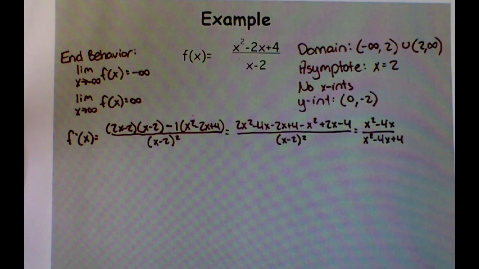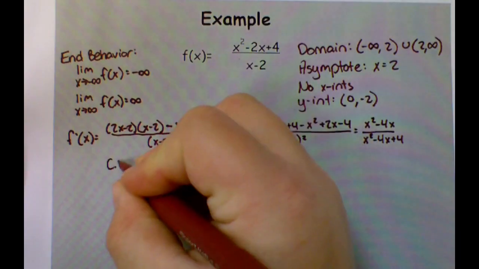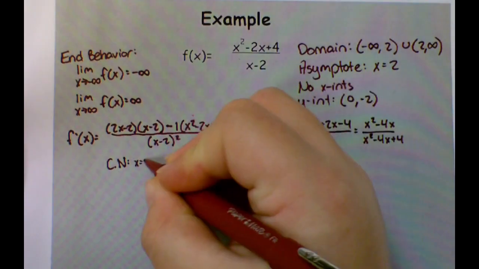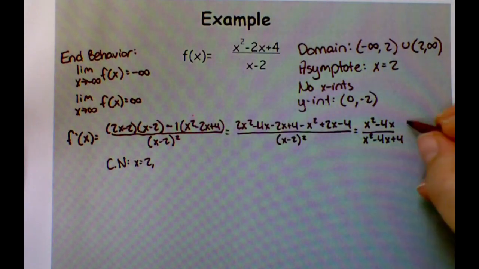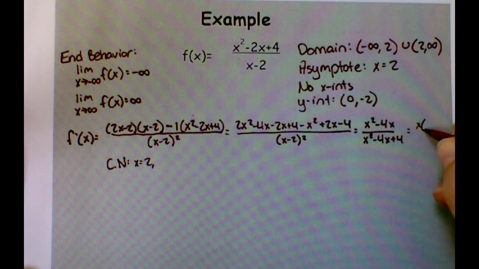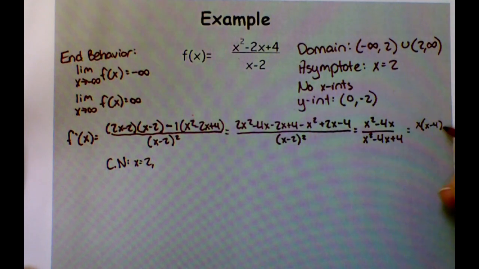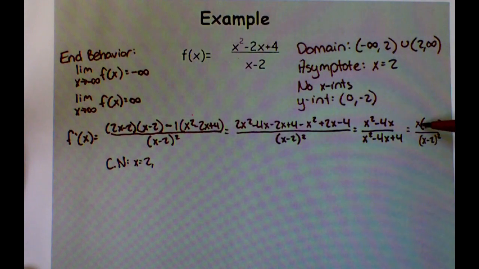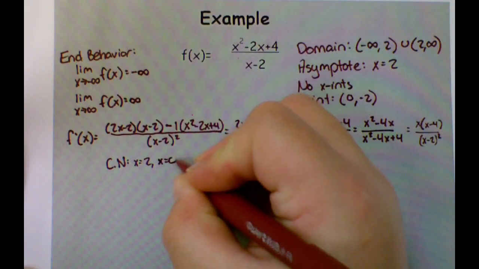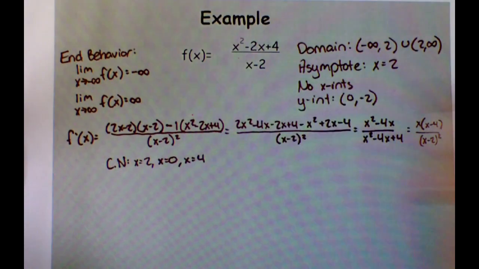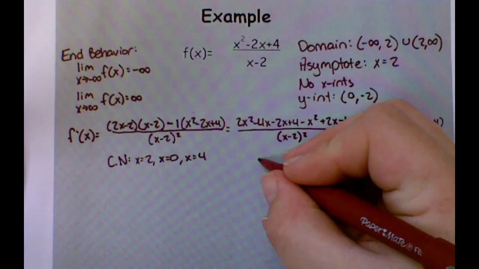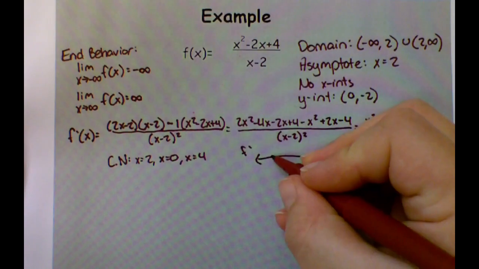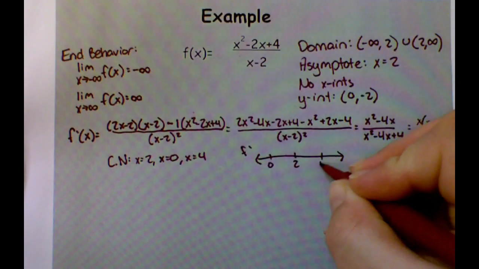Let's see, my critical numbers here. Well, 2 would make the denominator 0. And then in the numerator, I could really factor it into x times x minus 4 over x minus 2 squared. There's my factored version. So I have 0 and 4 as critical numbers as well. And just for fun, let's set up that number line right away for my test intervals for the first derivative. We need 0, 2, and 4.